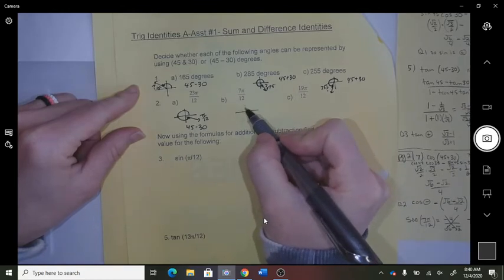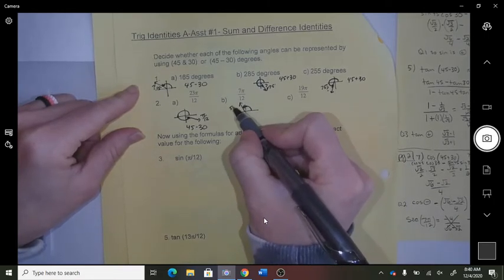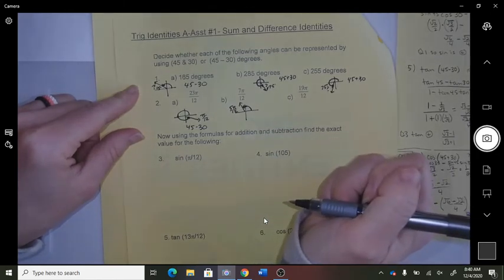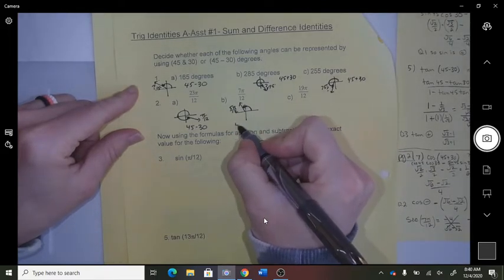7 pi over 12. Okay, so this would be 6 over 12. So I go one more. That would leave me with 5 pi over 12 there, right? Because the whole thing is 12 over 12. So that is a 75 degree angle.